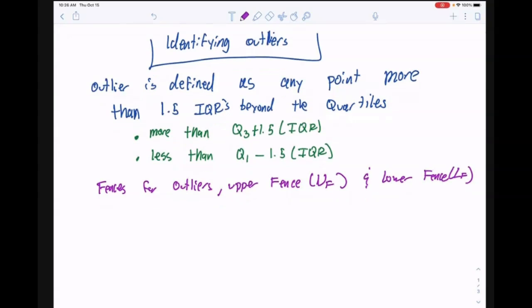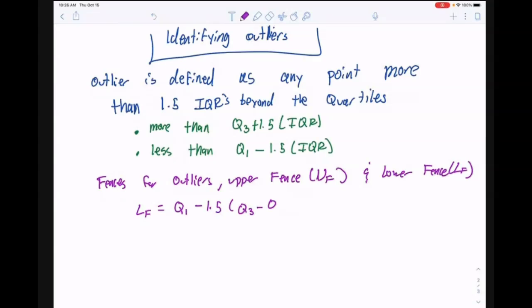So the lower fence, and here's your first formula. The lower fence is equal to Q1 minus 1.5 IQR. First off, I like to write IQR equals Q3 minus Q1. And so it's 1.5 IQR. I know I'm rewriting just what I wrote up there on top. And the upper fence is Q3 plus 1.5 IQR.